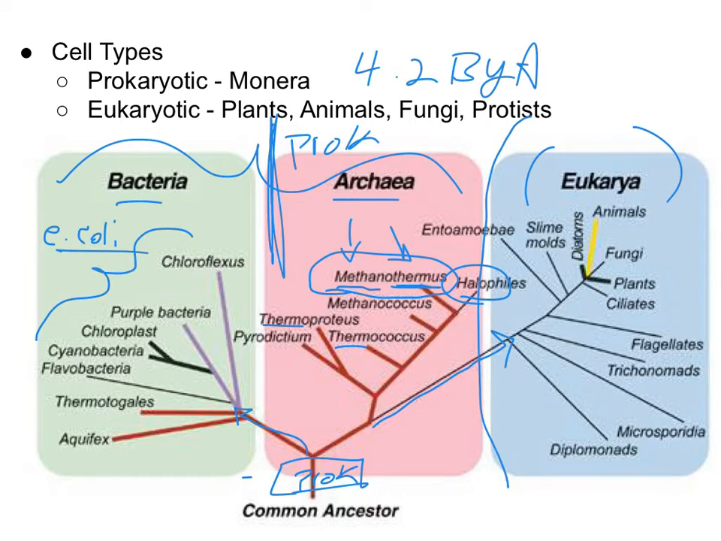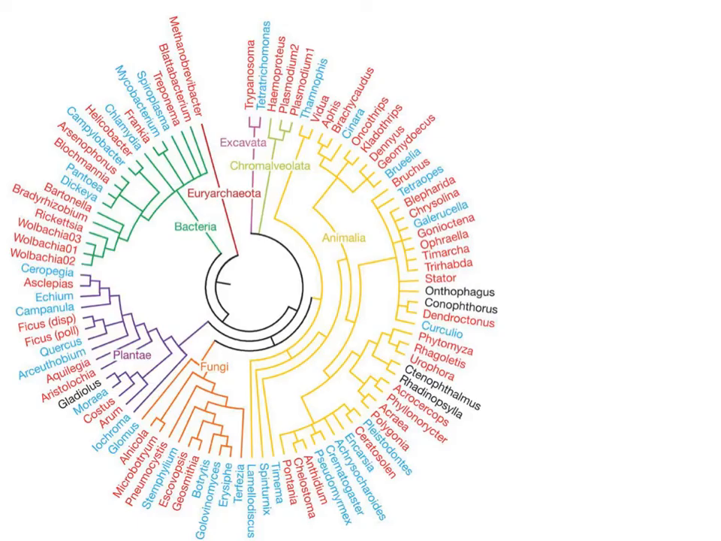So what's in eukaryotes? All animals, all plants, all fungi, and then all of these other single-celled organisms and kind of strange multi-celled organisms on this side, like slime mold. So basically everything that you recognize as life is eukaryotic.